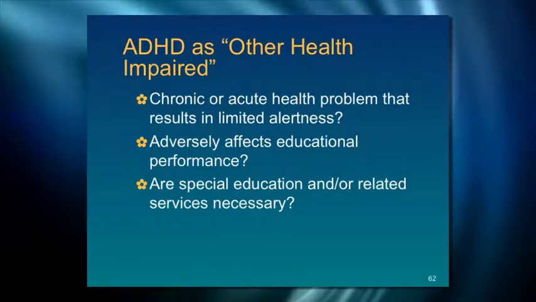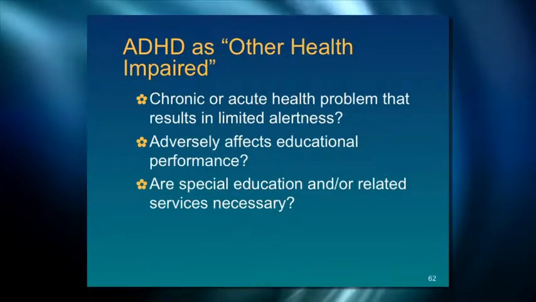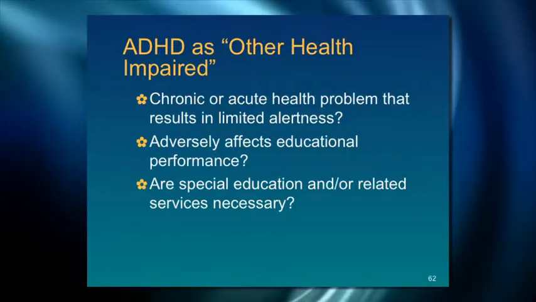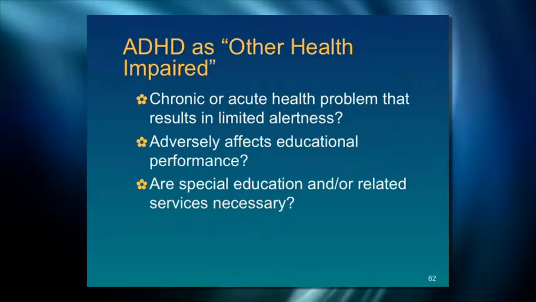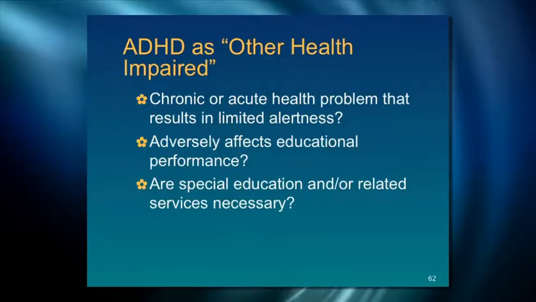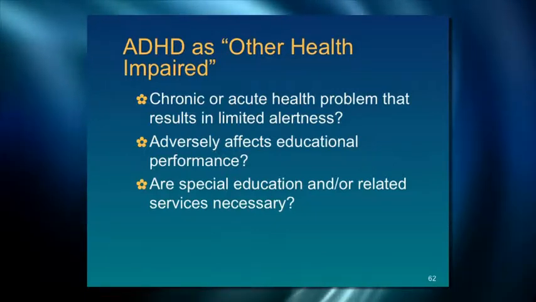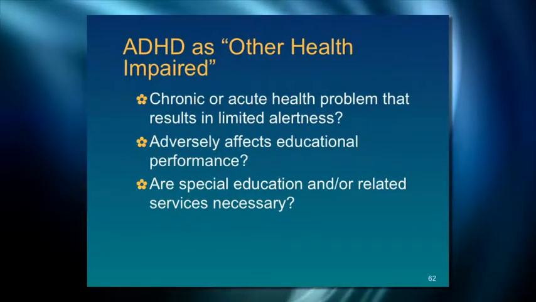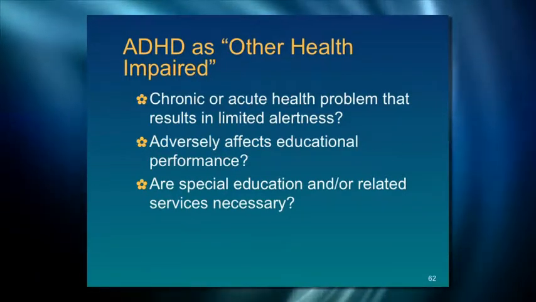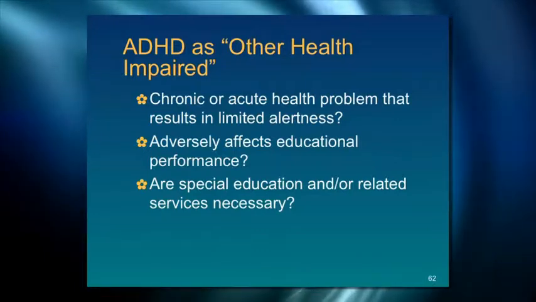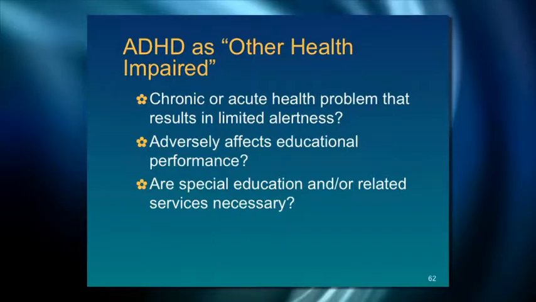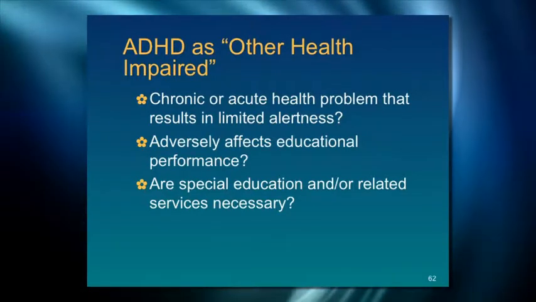Secondly, does the health problem, in this case ADHD, adversely affect educational performance? Now, if you look at the DSM-4 TR criteria, those are the criteria set forth by the American Psychiatric Association for diagnosing kids with ADHD. One of those criteria is that the symptoms lead to impairment in either academic or social functioning or occupational functioning in the case of adults. So almost by definition, you have a good portion of kids with ADHD on the basis of that diagnosis that presumably are suffering from academic impairment.